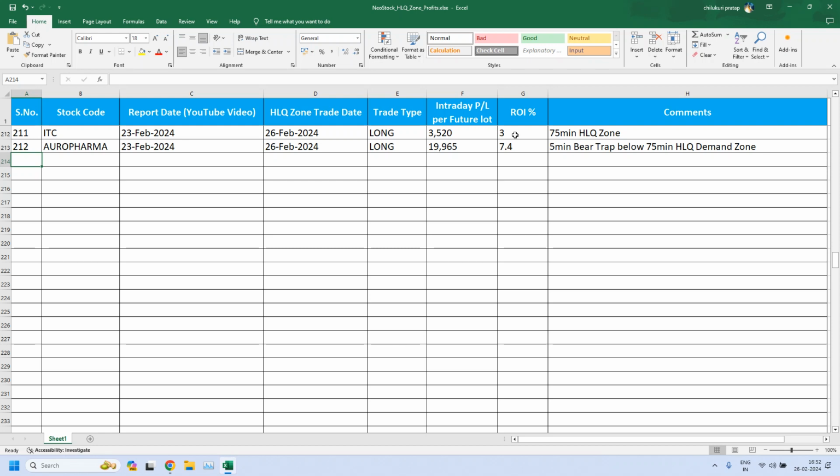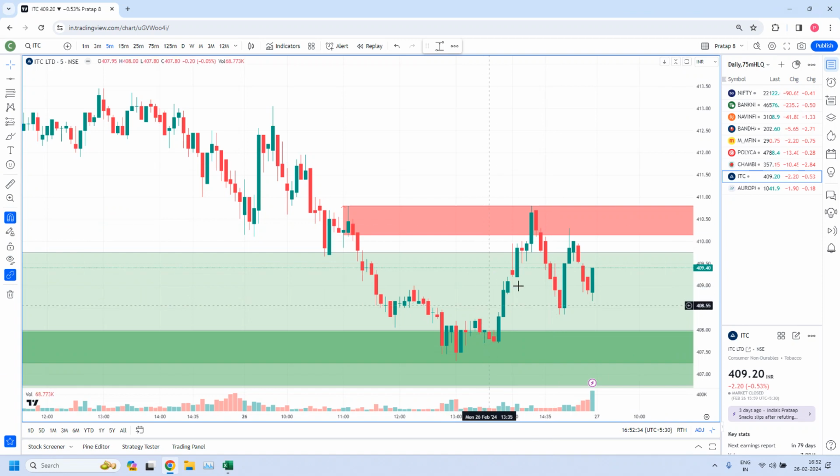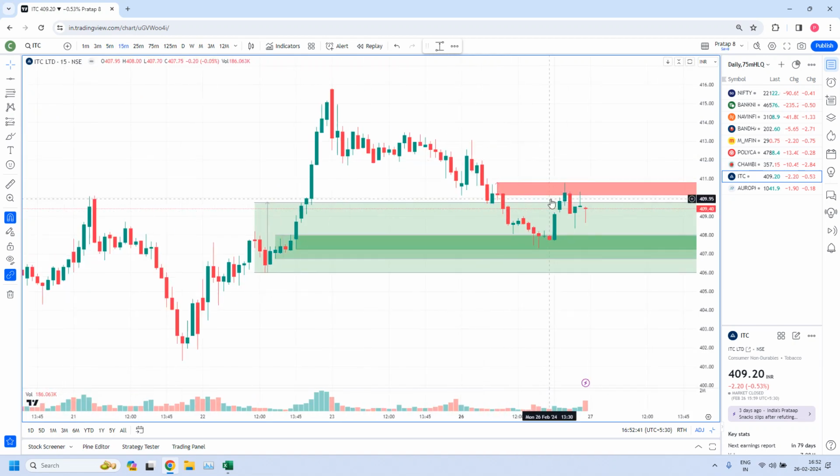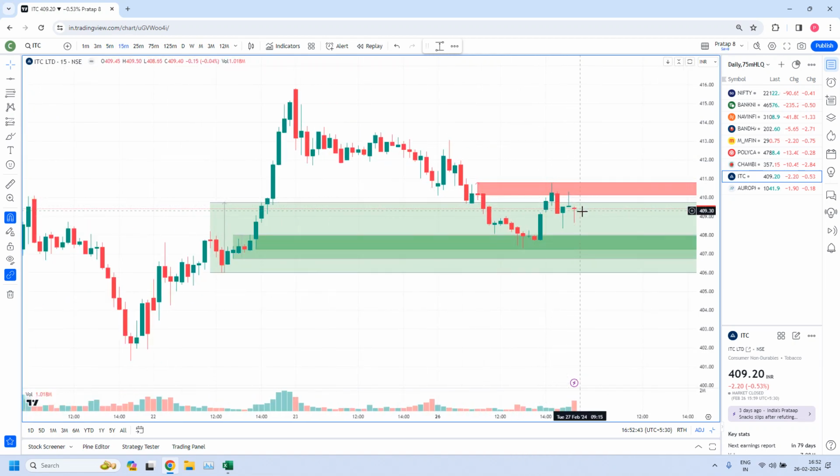ROI is less today. The reason is there is an immediately available supply zone here, a 15 minute supply zone, which is holding the prices here. So we didn't have good ROI today. Our average ROI is 6.1%. See, during intraday 3% ROI means it is extraordinary. But our high liquidity zones always provide an average ROI of 6.1%. Today we didn't achieve that.